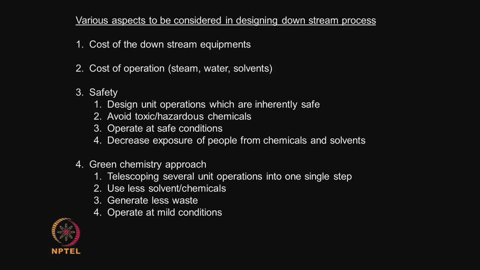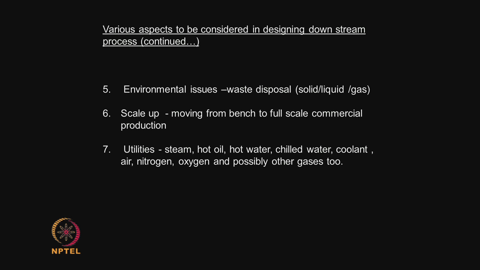Okay. So, other aspects which we need to consider when we are designing a downstream process: cost of the downstream equipment. How costly is it? Is this chromatography very expensive? Is the filter very expensive? Is the centrifuge very expensive? Should I go for a filter which is cheaper than a centrifuge? So, you need to consider all these aspects when you are designing a downstream.